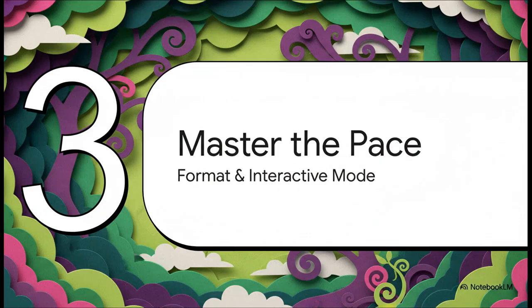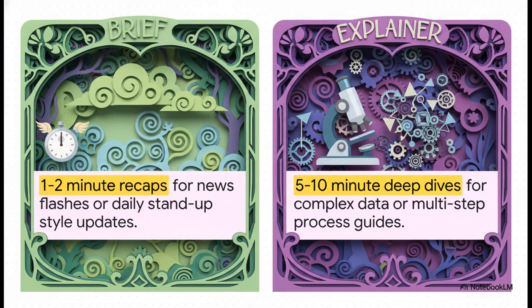So we've got the script, we've got the visuals. Now let's talk about timing and depth. This whole section is about mastering the flow and the pace of your explainer. The first big lever you have here is the format. You're basically choosing between a brief and an explainer. A brief is perfect for those quick 1 to 2 minute recaps, like a news flash or a daily stand-up. An explainer, that's your 5 to 10 minute deep dive, perfect for breaking down complex data or walking through a process step by step. Just choosing the right format is your first move in controlling the flow.